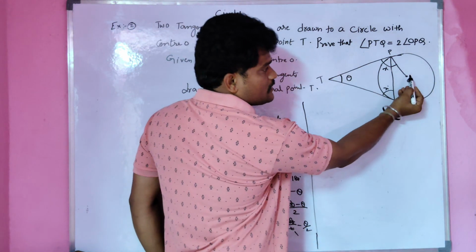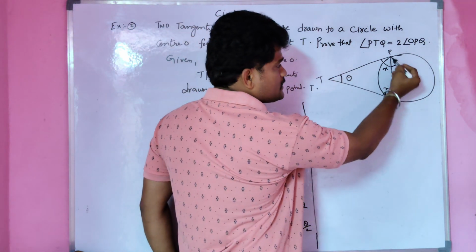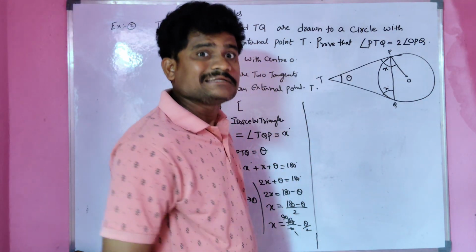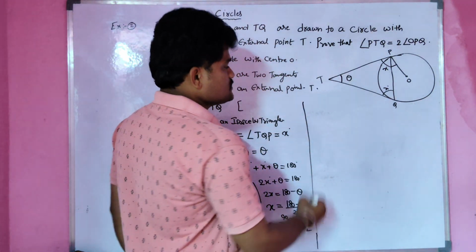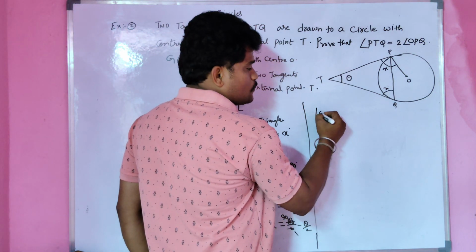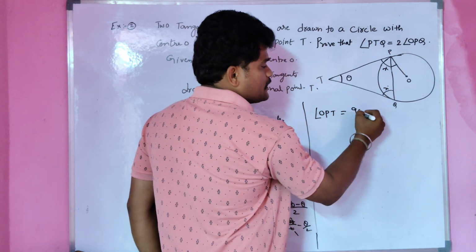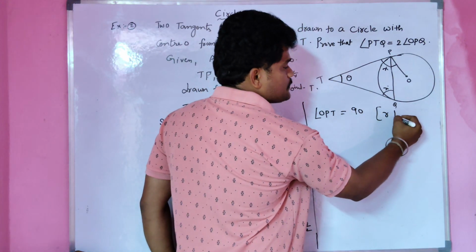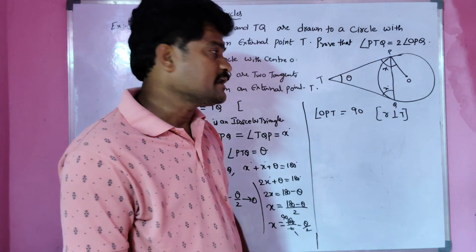Then we have angle OPT. This total angle is how much? The total angle is 90 degrees, because the radius is perpendicular to the tangent. So angle OPT is equal to 90 degrees, because radius is perpendicular to tangent.